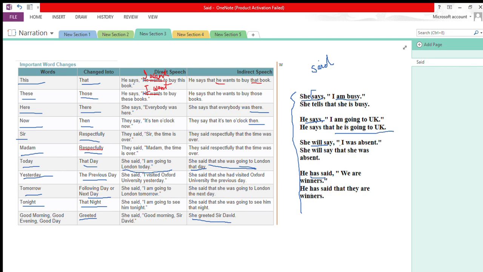She will say, "I was absent." She will say that she was absent. He has said, "We are winners." He has said that they are winners. So we will not change the tense if the reporting verb is in the present tense or in the future tense. We are going to change the tense if the reporting verb is in the past tense, any form of the past tense.